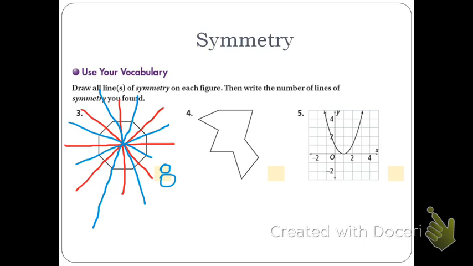On figure 4, there is no place on figure 4 where you can draw a line and you could fold it and it would be the same on both sides. So in figure 4 there's 0. On figure 5, and hopefully you can now identify that this is a parabola, there's that U shape. The axis of symmetry or fold line would be right there. It folds that parabola in half, so there is one line of symmetry on a parabola.